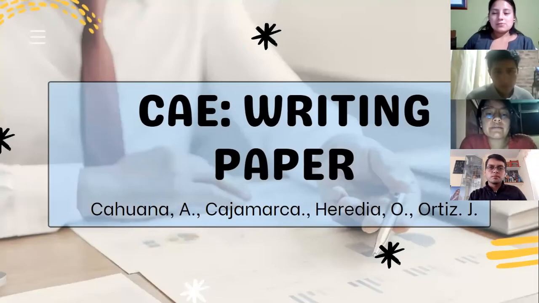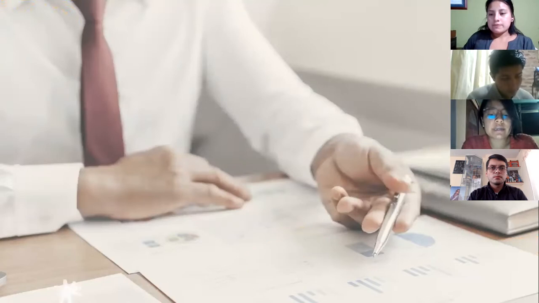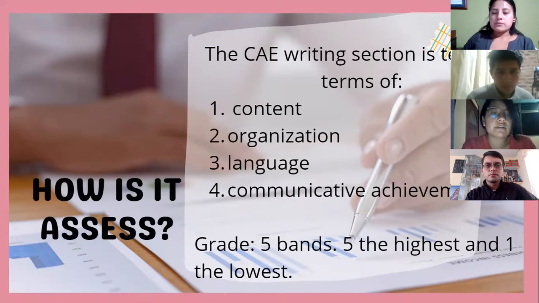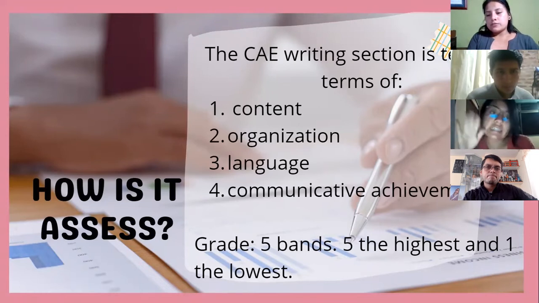A KET writing paper. The KET writing paper section is going to be tested in terms of four criteria. In the next slide, we can see what the criteria are. We have first the content, then the organization, followed by language, and finally communicative achievement. It's going to be graded in 5 bands, 5 being the highest and 1 the lowest.